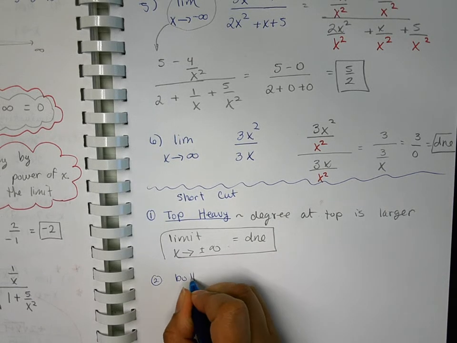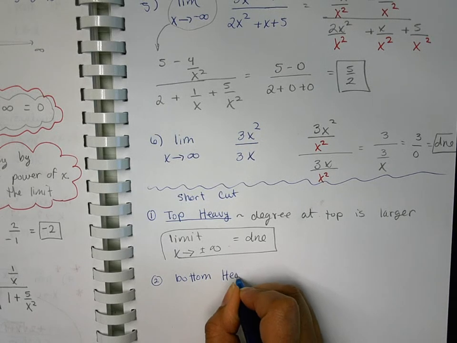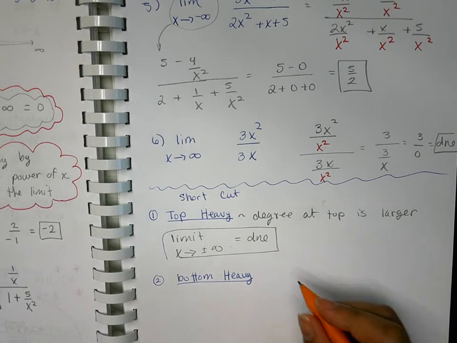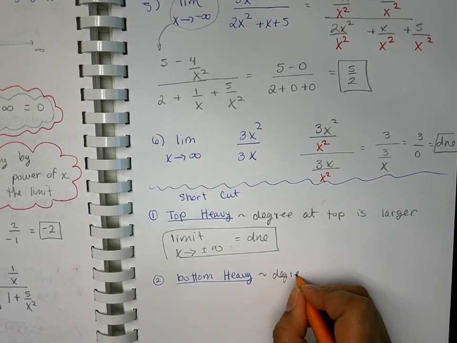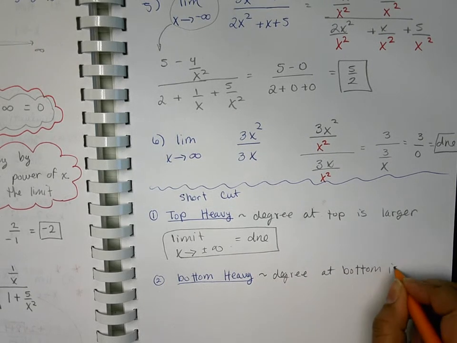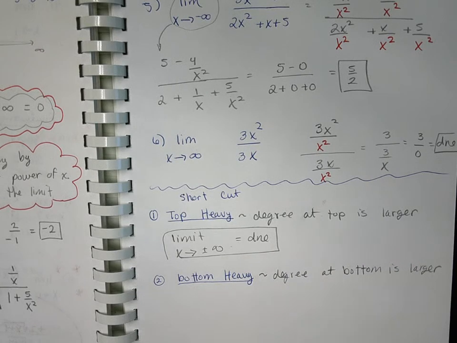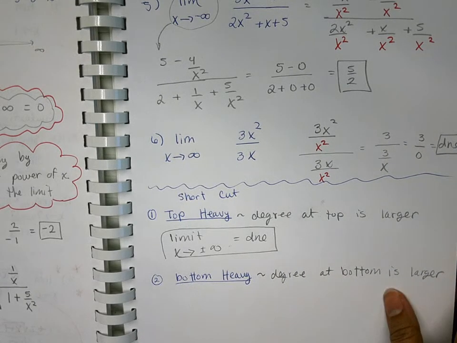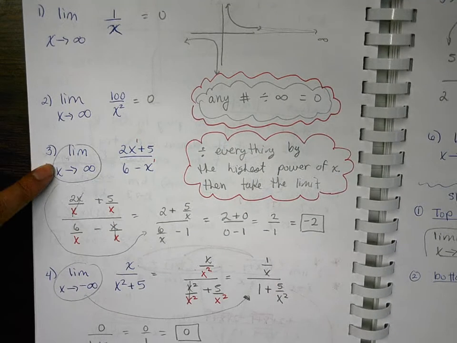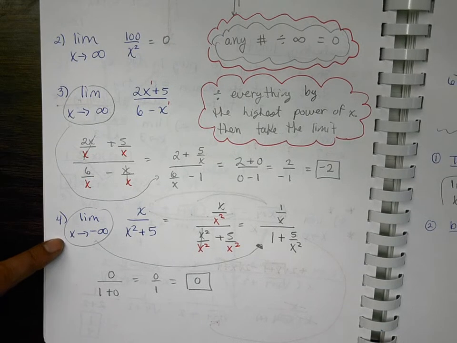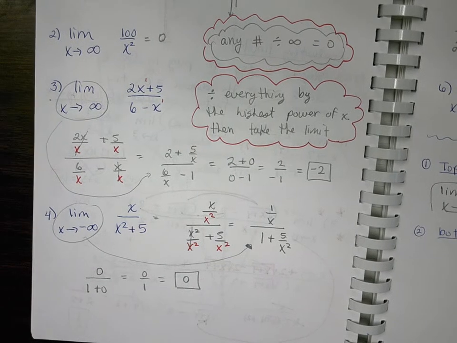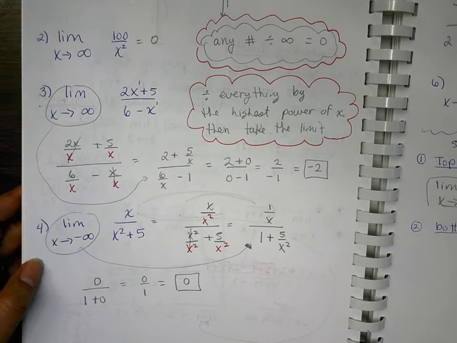Okay, next one, number 2 is bottom heavy, which technically should have been my number 1, but we can put it as number 2. It does not matter. Bottom heavy means what about the degree? Okay, the degree at the bottom, the denominator, is larger. All right, how many bottom heavies do we have? Is number 1 a bottom heavy? Is number 2 a bottom heavy? Is number 3? What about 4? And is there any others, or is it just those 3? Just those 3.